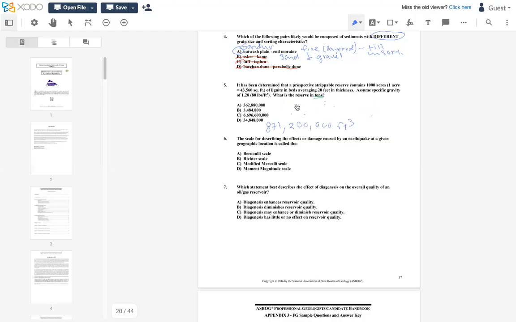When you're actually taking the test, you can have some paper and you can do those calculations there, but for the sake of this walkthrough, this is how we're going to do it. So we want tons, but we're in cubic feet. And we're given a density of about, let's see, 80 pounds per cubic foot.